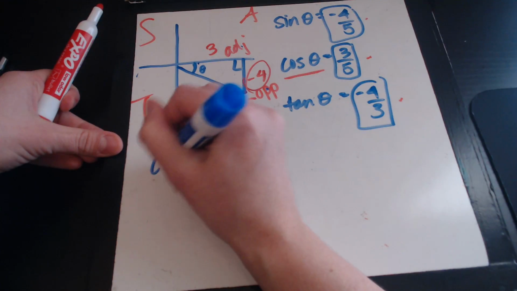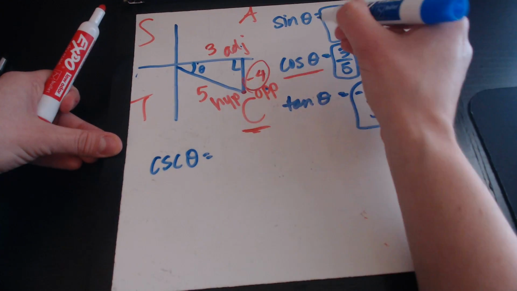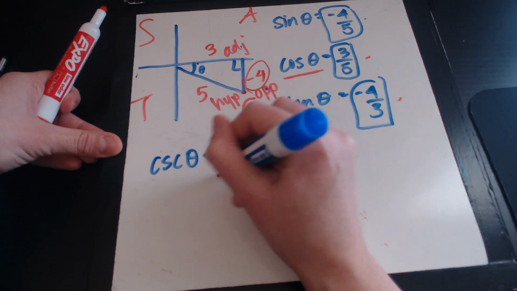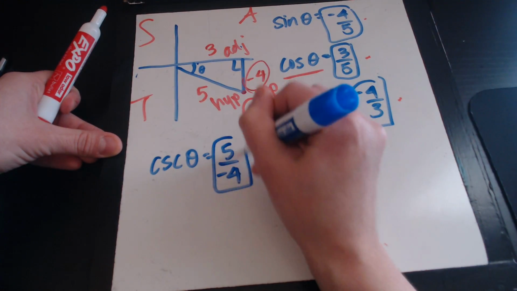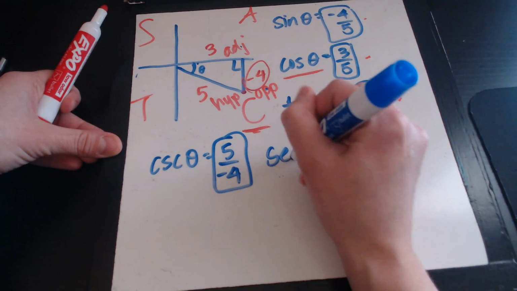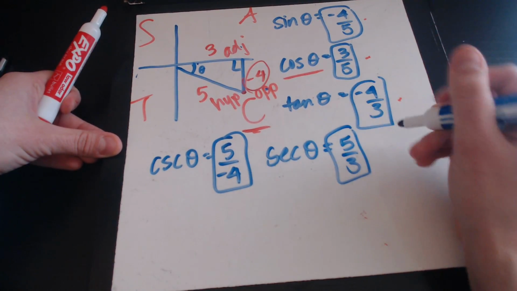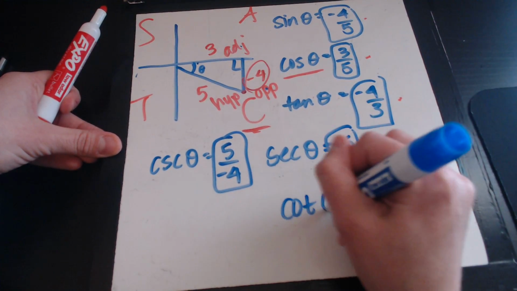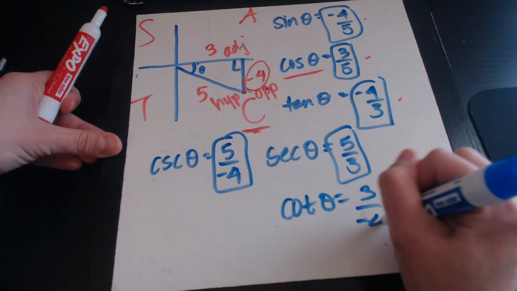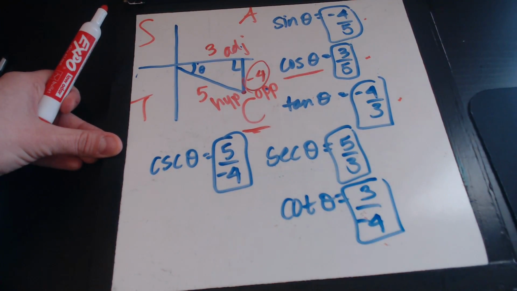Now, if I want to find the other 3, cosecant is the reciprocal of sine, so cosecant is going to be 5 over -4. You can leave the negative in the denominator, not a big deal. Secant of theta is going to be 5 over 3, okay, and cotangent of theta is going to be 3 over -4, okay, easy peasy.